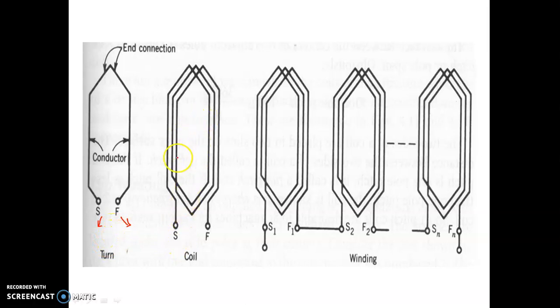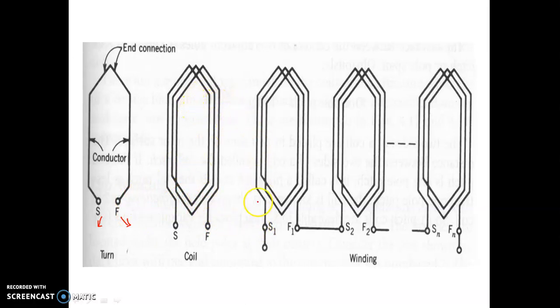And in a coil, you see here, this portion starts here, it goes like this, coming here, then here, then again here, like this it is coming, and finally it comes to this point. So a coil is many turns connected in series.